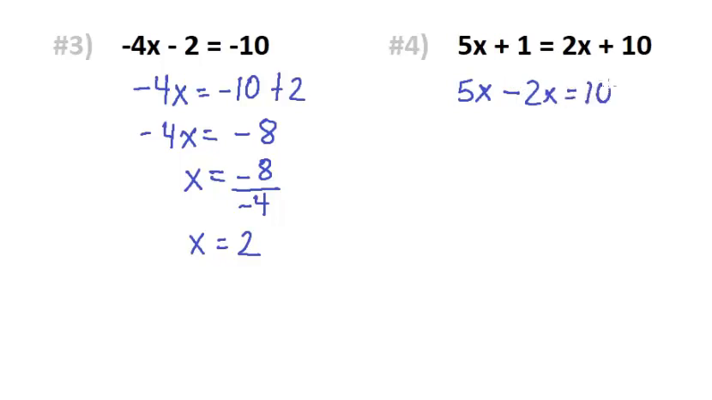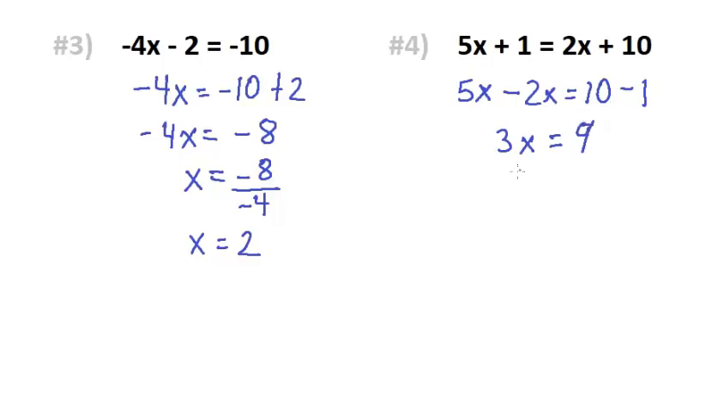The 10 stays positive, that's why I copy it like that. I don't put the plus because we never put plus to the first number after equal. Now this plus 1, if you move it, is going to become a minus 1. So 5x minus 2x is 3x equals. And 10 minus 1 is 9.